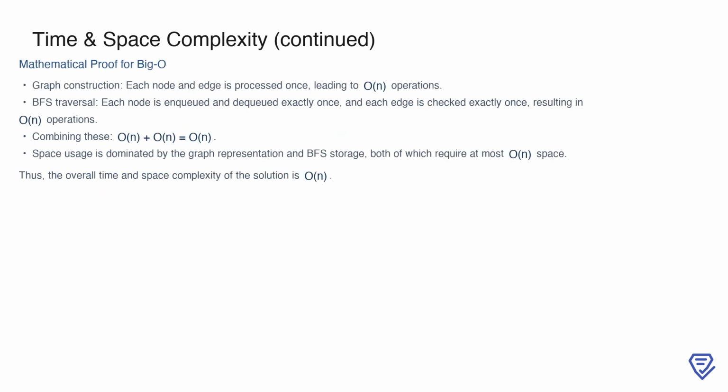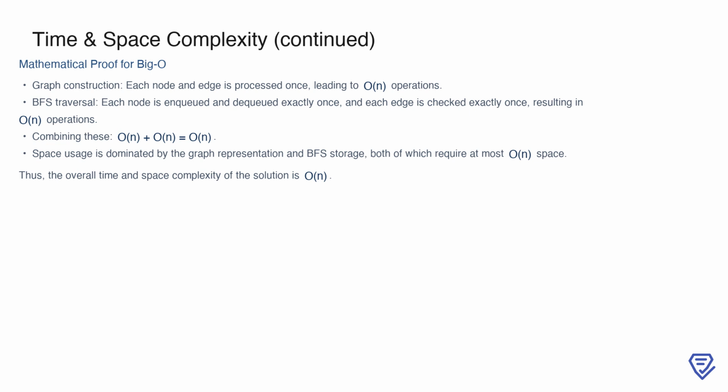Finally, let's solidify our understanding with a mathematical proof of the big O complexity. During graph construction, every node and edge is processed exactly once, resulting in n operations. Similarly, during BFS traversal, each node is enqueued and dequeued once, while every edge is checked once, leading to another n operations. Combining these two steps gives a total time complexity of n plus n, which simplifies to n.